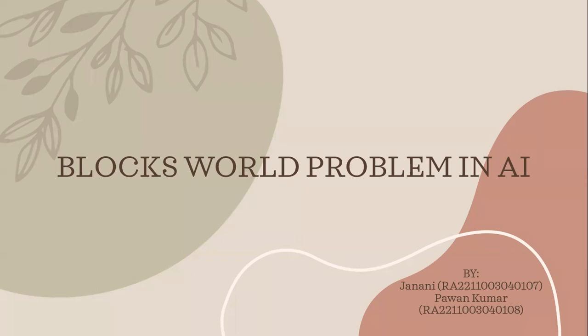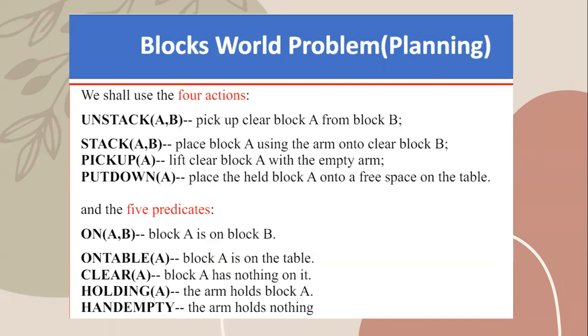Today we are going to discuss the blocks world problem in AI. Basically, what is the problem? The initial state is: first, we have to unstack A and B, which means pick up clear block A from block B. So that is the first step.